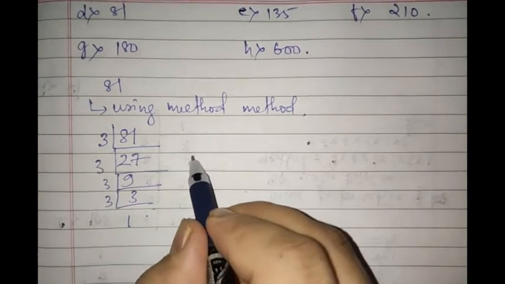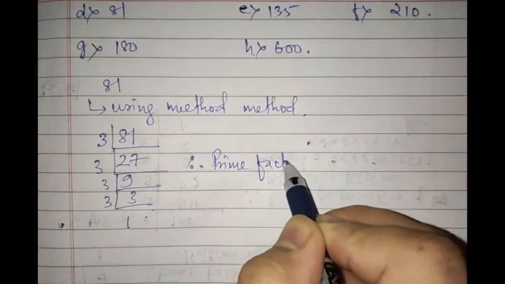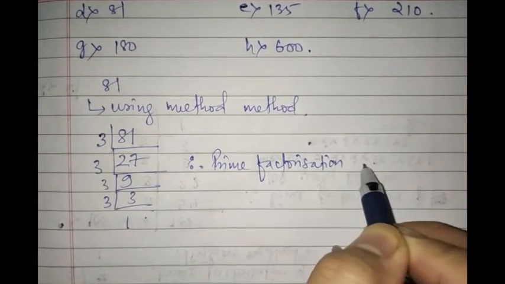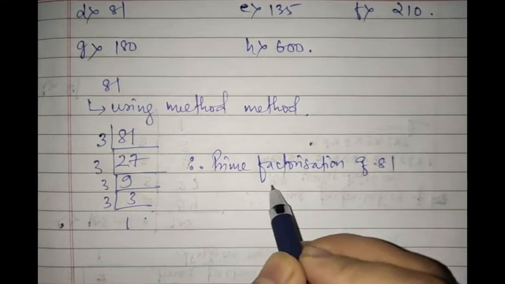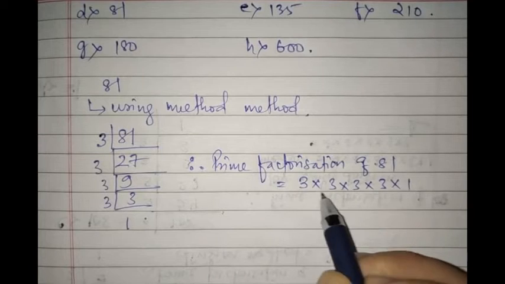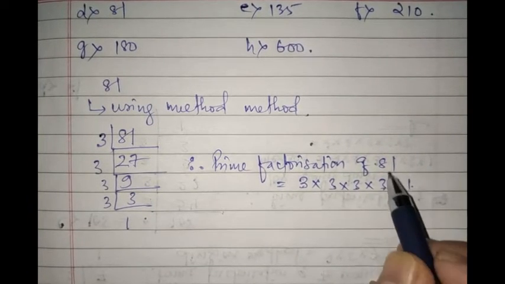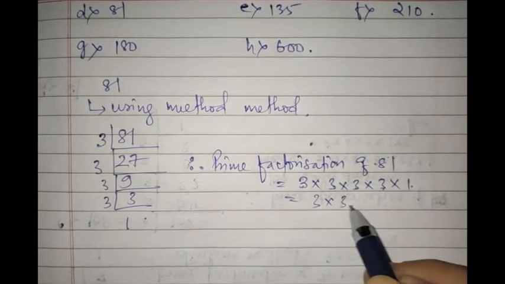So therefore prime factorization of 81 is equal to 3 into 3 into 3 into 3 into 1. Just take it out. 3 3s are 9, 9 3s are 27, 27 into 3 is 81, 81 into 1 is 81. So it is correct.